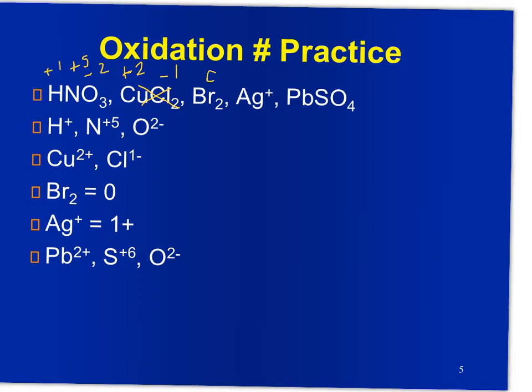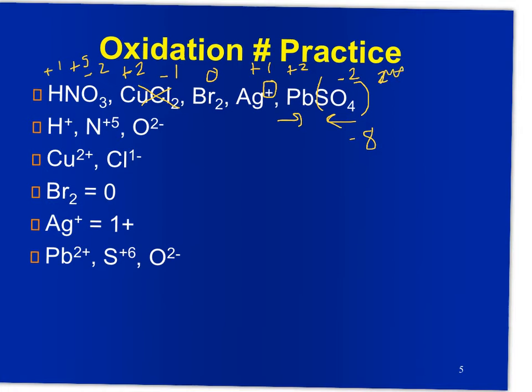Br2 is written by itself, so it's 0. Ag has that 1+, so it's a 1+. And PbSO4, you work from the outside to the inside, and there's a couple different ways you could do this. I would do that's a -2, and 4 times -2 is a -8. In my head, I see the -8. Lead, you could figure out what lead is because you remember that SO4 as a unit is a -2, so lead must be a +2.